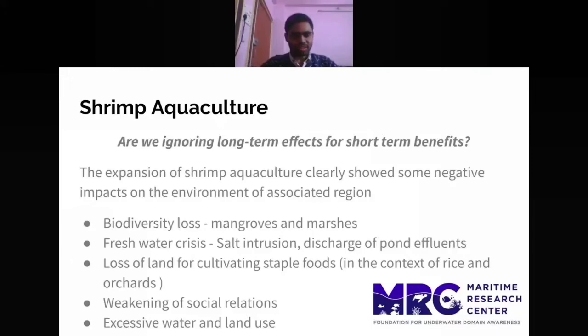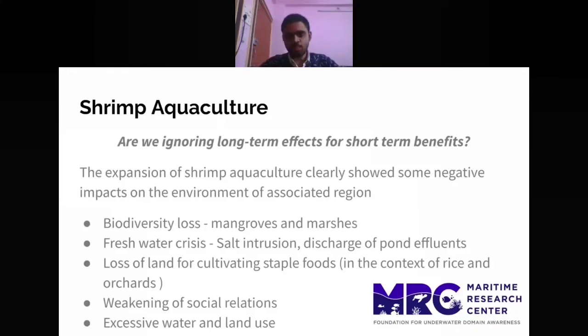Because the expansion of shrimp aquaculture, in all the regions where it has been expanded to a certain limit, showed prominent negative impacts on the associated region, like biodiversity loss, loss of mangroves and marshes, the freshwater crisis because of salt intrusion into the soil, and the discharge of pond effluents. The pond effluents are acidic.